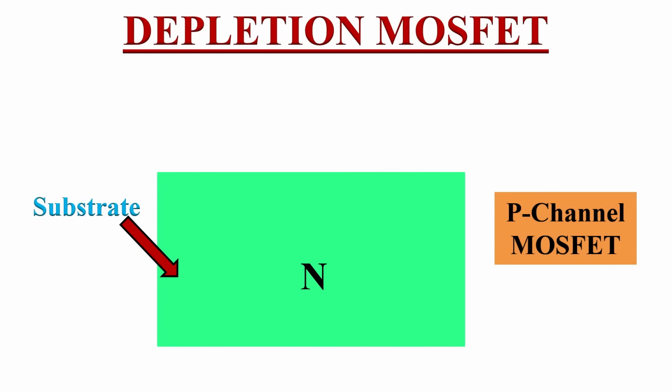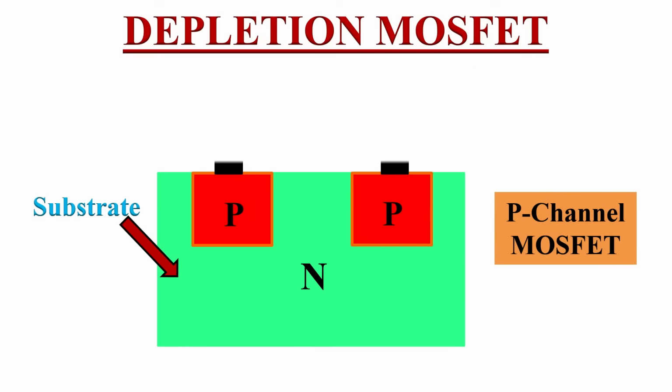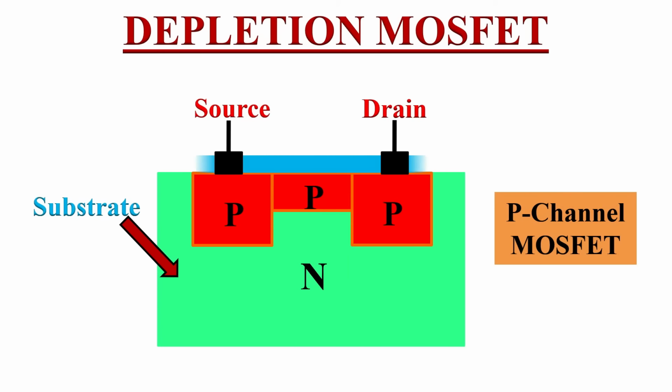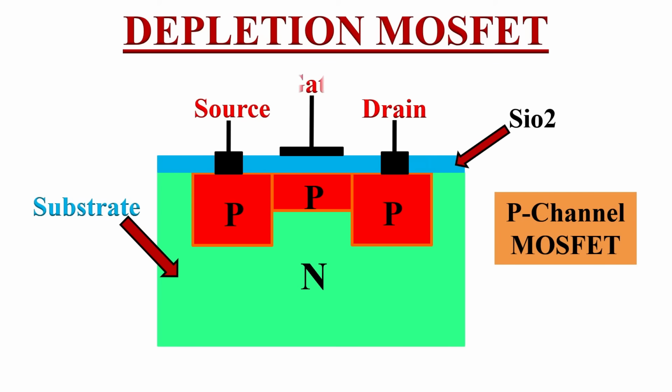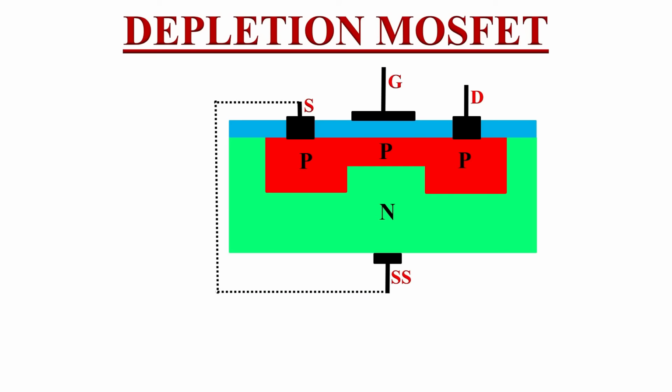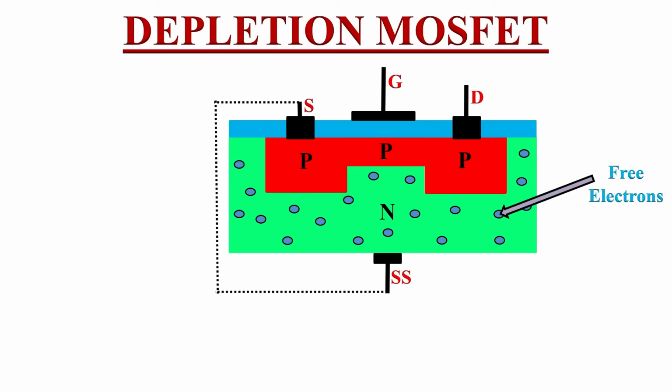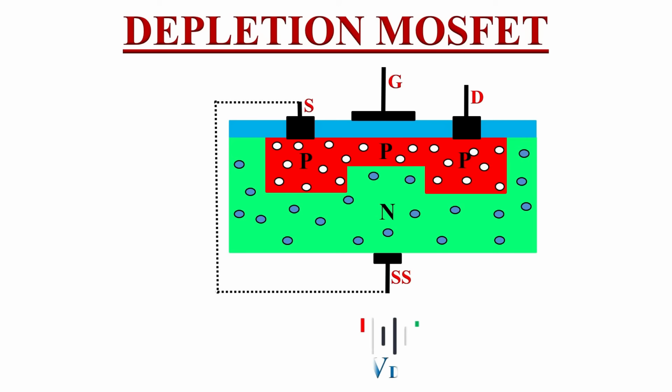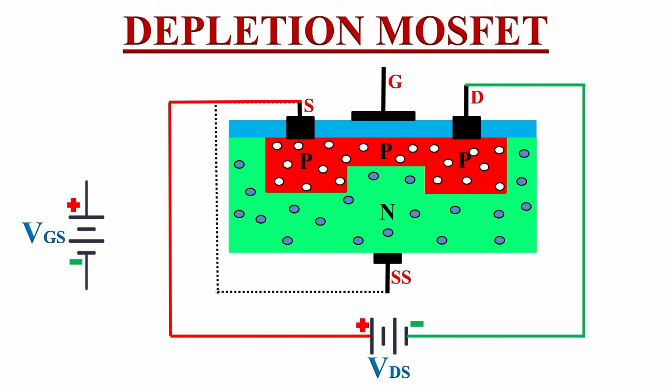Now let's briefly discuss the P-channel depletion MOSFET. As discussed earlier, P-channel MOSFET is similar in construction to N-channel MOSFET, except it uses an N-type substrate and P-type channel. In P-channel MOSFET, free electrons are majority charge carriers in the substrate, and holes are majority charge carriers in the channel. So the polarity of the applied voltage will also get reversed. That means this voltage VDS will be negative and this voltage VGS will be positive.